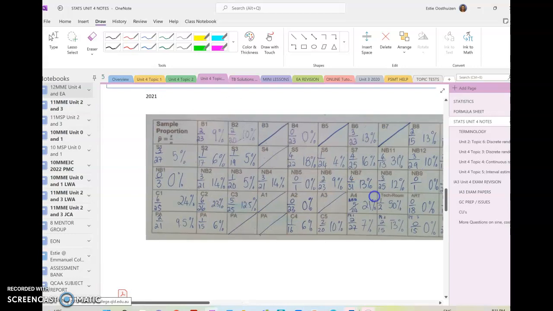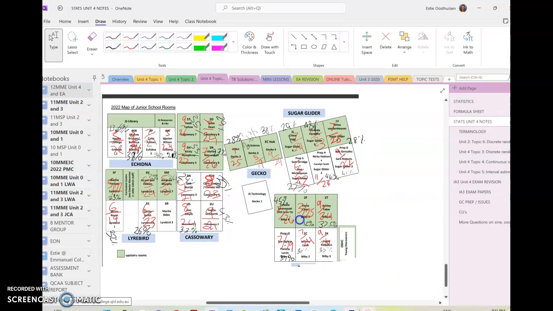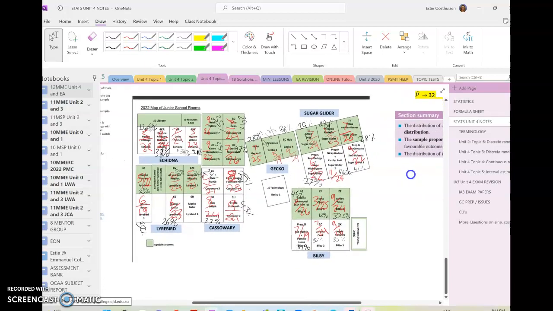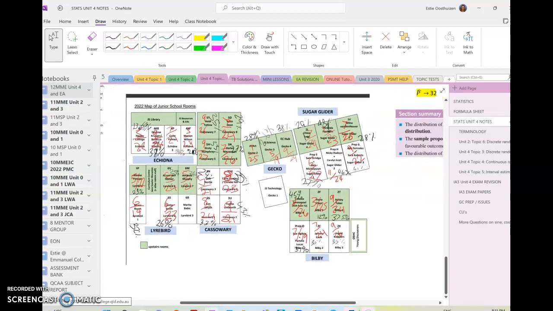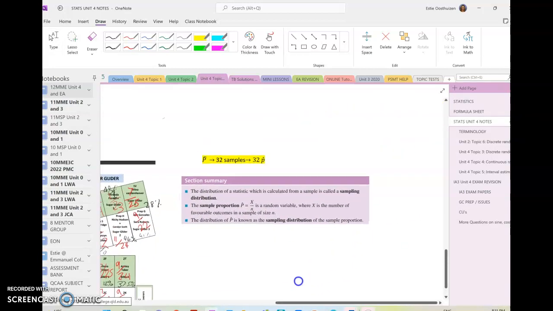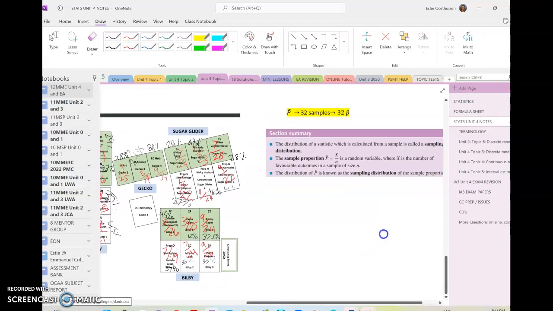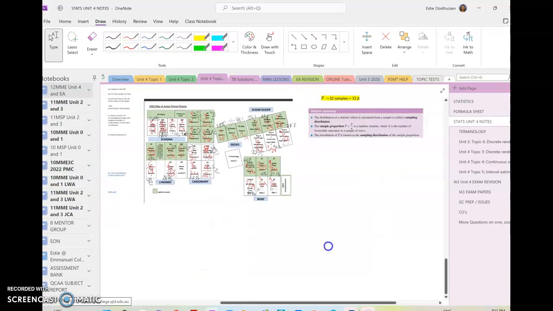That wasn't used. I don't think we took a map. Oh, there we go. We did. All right, and you went and you collected all of these P hats. And altogether, we had 32 samples, or 32 sample proportions that we collected.